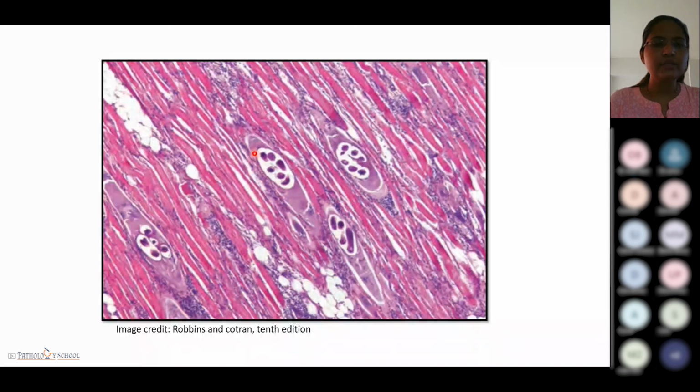Here, we can see the coil-shaped Trichinella spiralis, multiple coiled larvae. They modify the muscle cell. They lose striations and it is called a nurse cell.